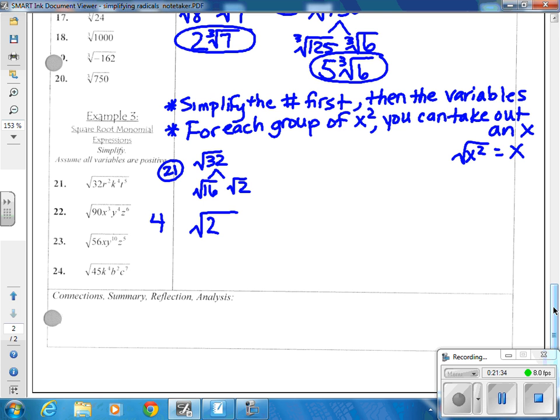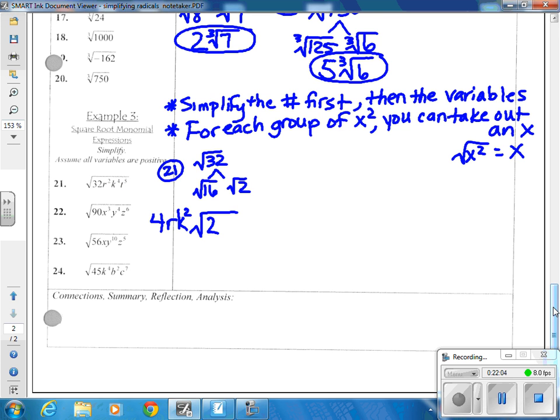Remember, every group of 2, 1 comes out. So if I look at my r's, I've got r squared. Well, r squared is a group of 2, which means an r comes out. No r's are in jail. Odd numbers produce letters that stay in jail. Even numbers produce letters that all come out. So if I go to my k's, I have k to the 4th power. That means I have 2 groups of 2, so 2 k's can come out, k squared. It's an even number, so nobody's still in jail. It takes 2 to break out.